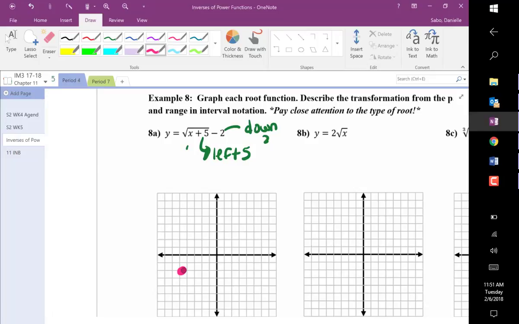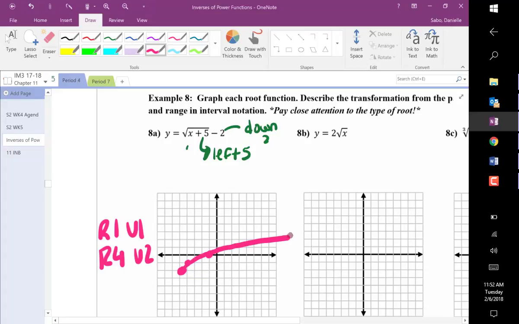Let's go to our pattern because we're square root now. My square root pattern was right 1, up 1. So let me draw that. Right 1, up 1. Then it was right 4, up 2. So 1, 2, 3, 4, up 1, 2. And it looks something like that.